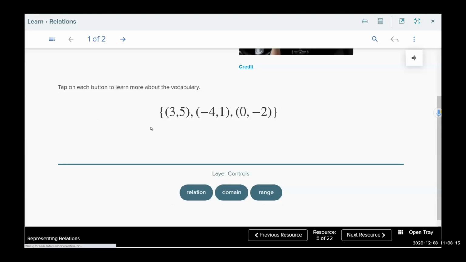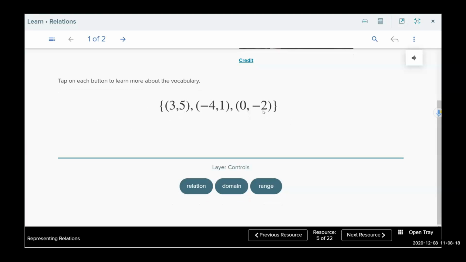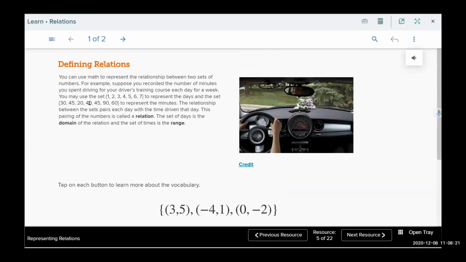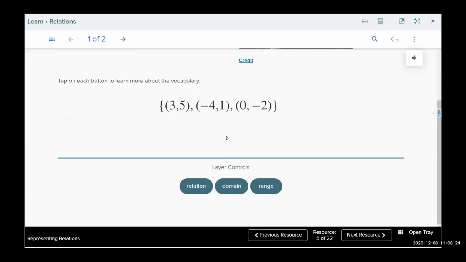So let's look at an actual set of ordered pairs. You see right down here, this is not the numbers that were up here, so don't try and link those together. This is just a different random set of ordered pairs. And when I click on relation down here, it shows me that this whole thing is a relation. I just want to point out that this curly bracket here and this one over here, that's what we call set notation. Those brackets are telling us here's a set of something. In this case, it's a set of ordered pairs. The first ordered pair is 3, 5. The second ordered pair is -4, 1, and the third ordered pair is 0, -2. Those three ordered pairs are forming a relation.